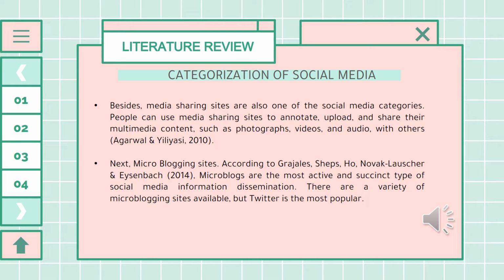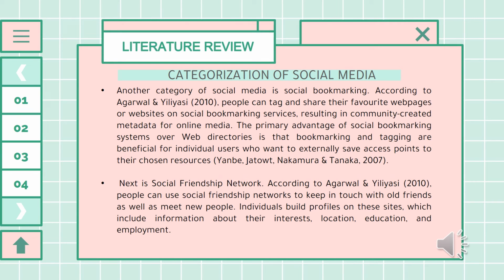Next, microblogging sites. According to Shapehold, Novak, Lauscher, and Eisenbach 2014, microblogs are the most active and succinct types of social media information dissemination. There are a variety of microblogging sites available, but Twitter is the most popular. Another category of social media is social bookmarking.